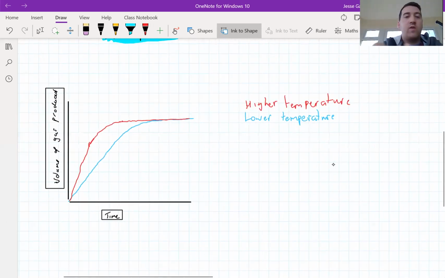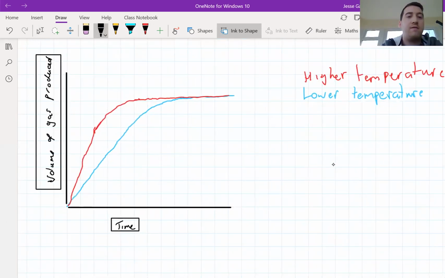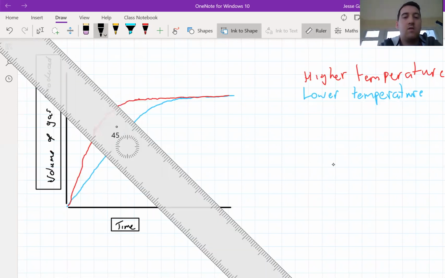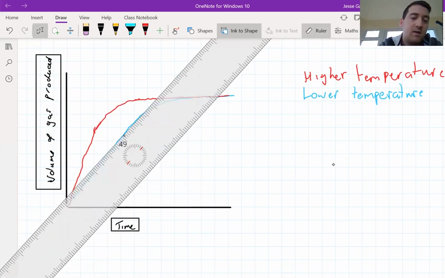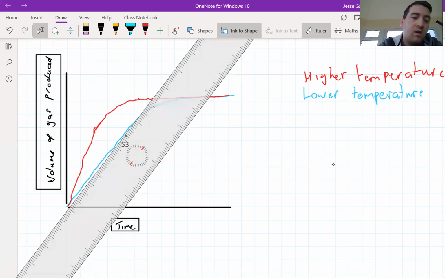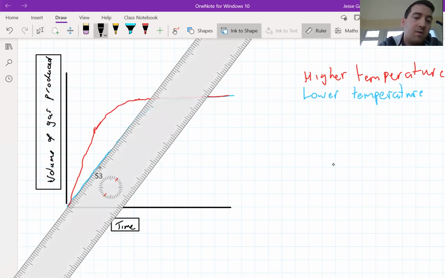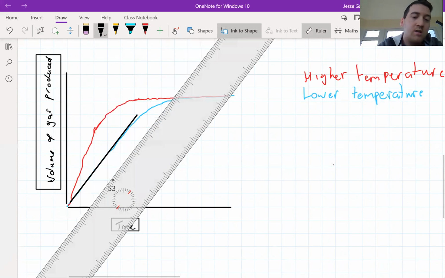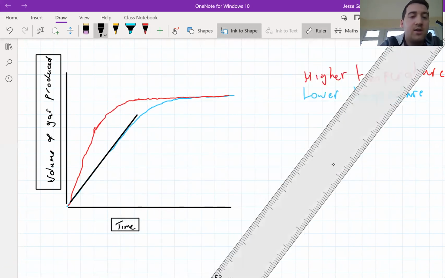All right, so let's just quickly break down this graph, show what we've got. Here is the slope of the blue line. The slope of the blue line here is a tangent, and as you can see, it's a shallow slope. The shallow slope means slower rate.